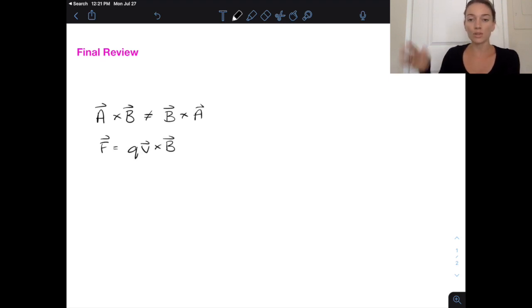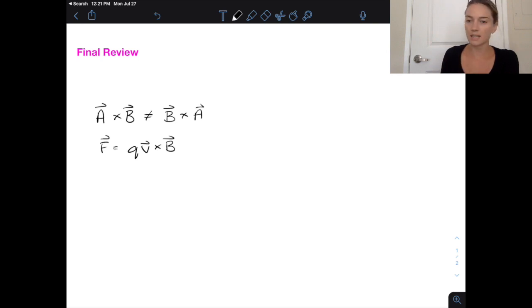That means that when you're doing the right-hand rule, you have to put your palm in the direction of V like this, and then curl your fingers in the direction of B, and it has to be in that order. If you do it in the wrong order, you're going to get the wrong direction as your answer. So always your hand goes in the direction of V, you curl your fingers in the direction of B, and then your thumb will point in the direction of that final vector, F. Okay, so that's the first thing to be very careful of.